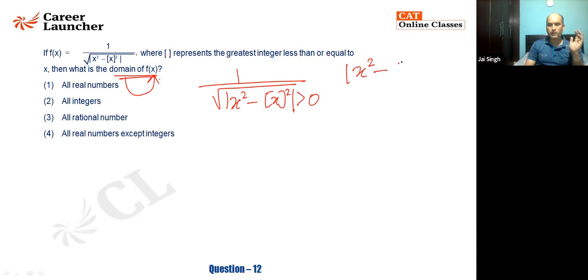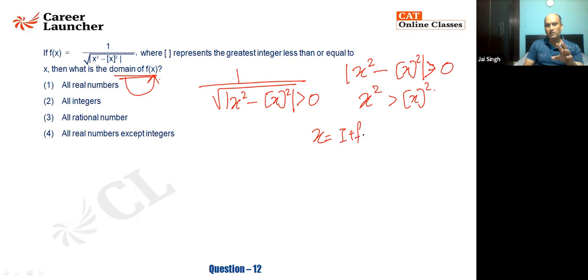I know mod of x square minus greatest integer of x square is greater than 0. I'll say x square will always be greater than greatest integer of x square, so they are not equal. This has to be greater than this. That means if x is any value which is integer plus fraction, my dear, I know x square will give you a value which is integer plus fraction whole square. But when I talk about the greatest integer of x square, I'll get only I square.